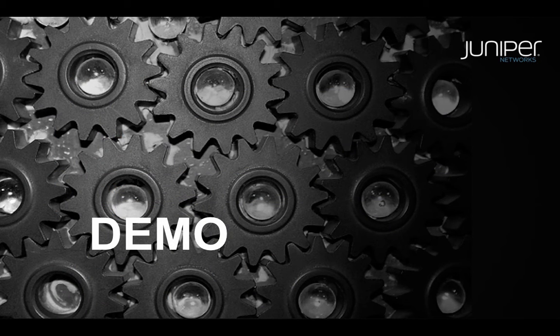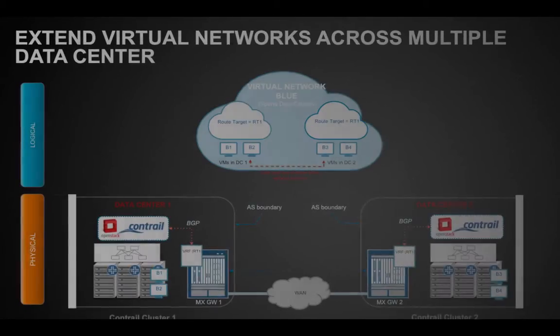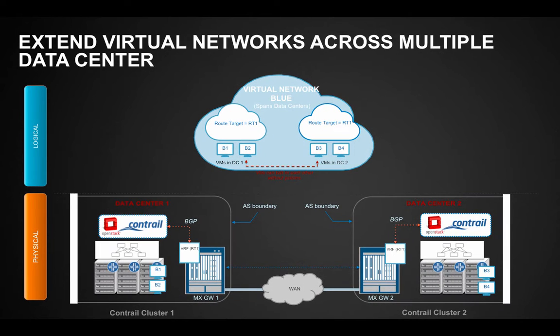In this demo, we are going to show you two use cases. The first is to establish reachability between virtual machines in the same virtual network spanning two different data centers. We have configured two Contrail clusters in two different physical data centers. There are multiple ways for the two data center gateway routers to talk to each other and exchange routes, and in this demo, we are using Juniper MX routers configured to be eBGP peers.